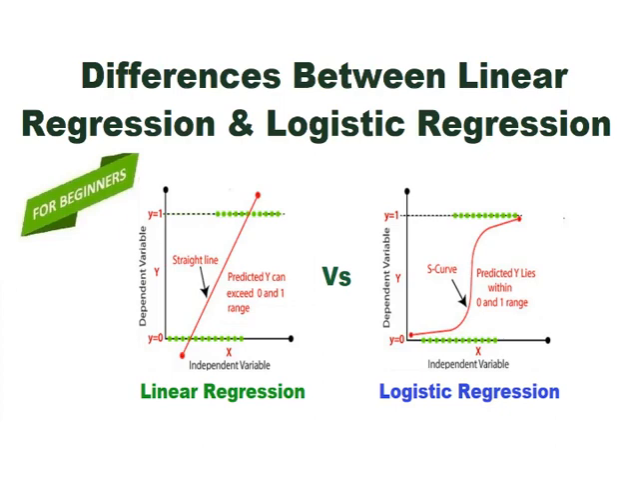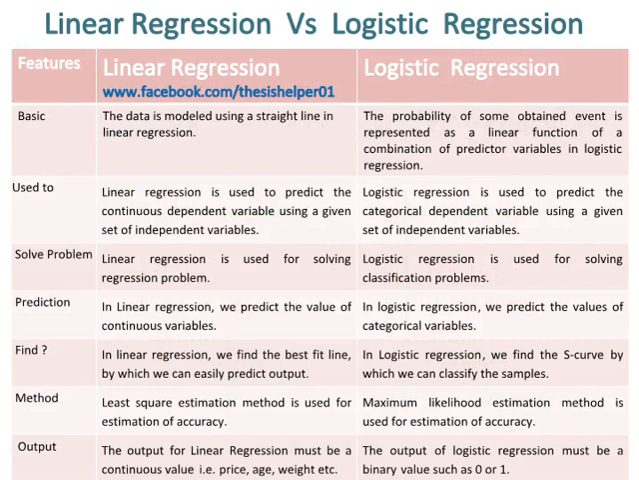Differences between linear regression and logistic regression. Linear regression versus logistic regression. The data is modeled using a straight line in linear regression, whereas the probability of some obtained event is represented as a linear function of a combination of predictor variables in logistic regression.